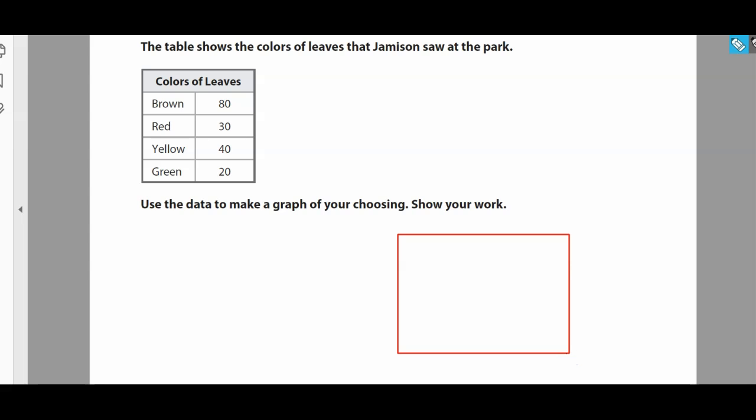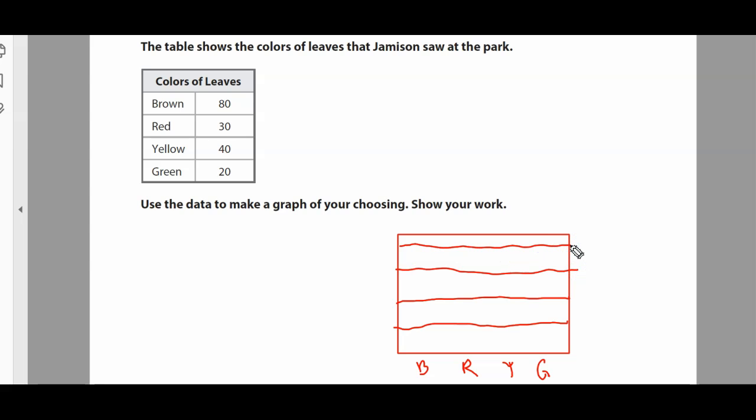And what are the colors again? Brown. I'm going to do B for brown. What's the other one? Red. R for red. Y for yellow. And what's the last one? G for green. And it looks like it's going by tens, correct? Yeah. So I think I'm going to go by tens, but I'm going to do 20 at a time. So my first line would be 20, 40, 60, and then 80 towards the top, okay? If it's 30, it's going to be in between 20 and 40, right? So then I could use my bars like this.